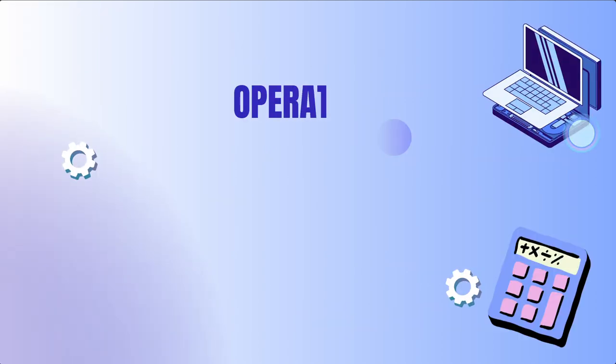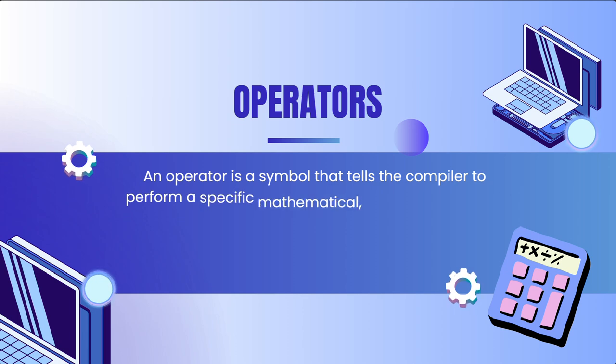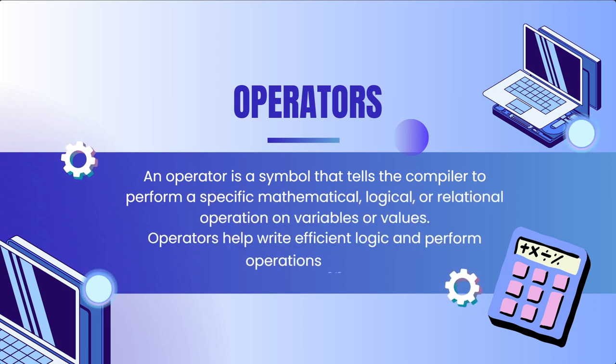Moving on, we have operators. Now, what is an operator? An operator is a symbol that tells a compiler to perform a specific mathematical, logical or relational operation on variables or values. Operators help write efficient logic and perform operations on data. So operators are very important in C. All types of mathematical operations are performed by operators. So we will be learning each of them in great detail.